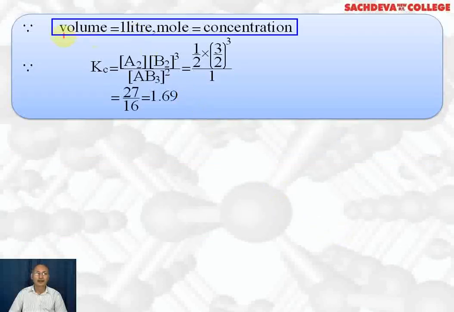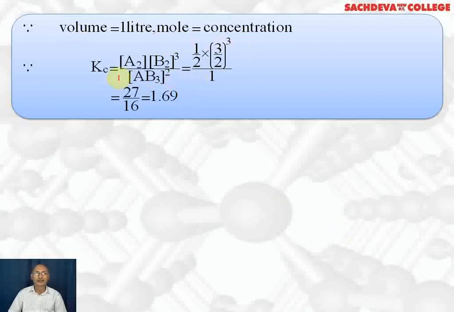Now volume is 1 liter, so the moles will become concentration in moles per liter. So the expression for Kc is A2 raised to the power 1, which we don't write, times B2 raised to the power 3, divided by AB3 raised to the power 2 because its coefficient is 2. The molar concentration at equilibrium for A2 is half and B2 is 3 by 2 moles per liter. It will be cube of 3 by 2 divided by 1. So 3 cube is 27, and here 2 cube is 8. 8 into 2, 16. 27 by 16, that is 1.69 is the correct answer.